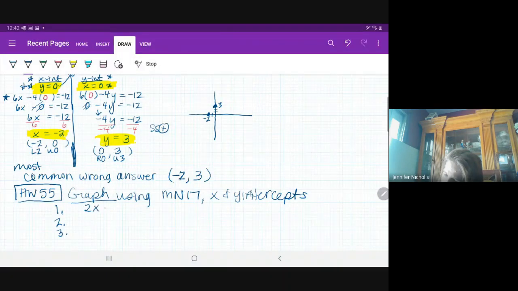So 2x plus 4y equals 12. That'll work. It's not very clean. 12. And then, okay, so do that one first.